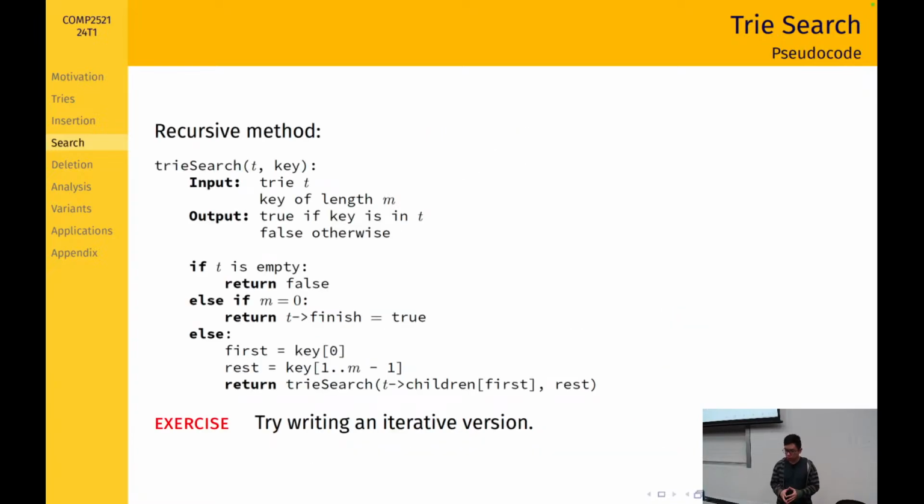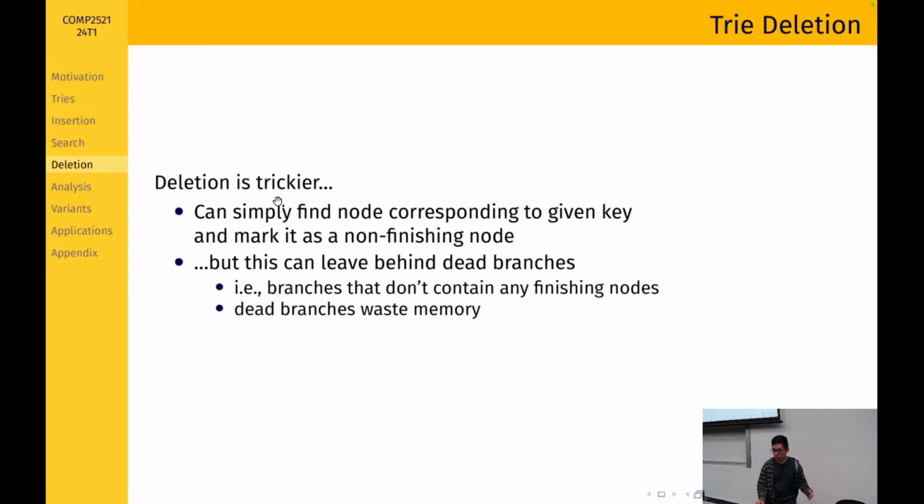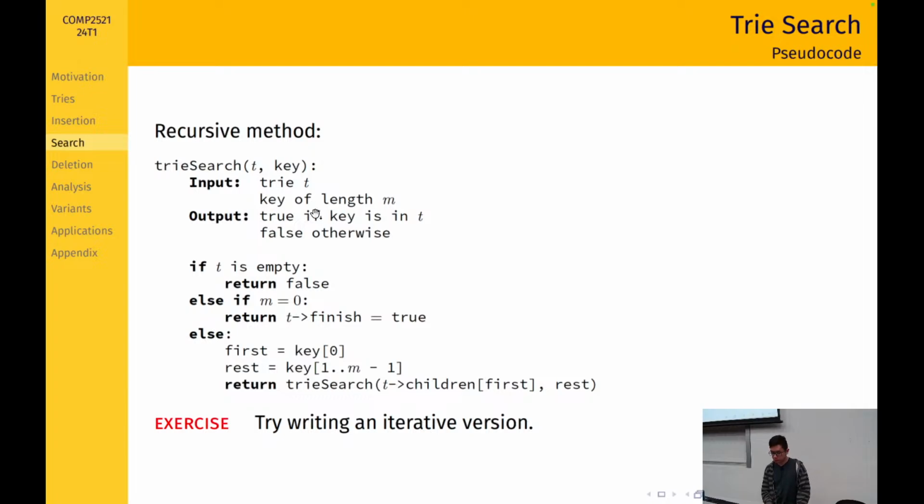Now here's the pseudocode for searching in the trie. A little similar to insertion. Our input is a trie or subtrie and a key of length m. If the trie is empty, then we're going to return false, because that means the word that we're searching for isn't in the trie. We've gone down a path in the trie, but eventually we've hit null, so we can't go any further.